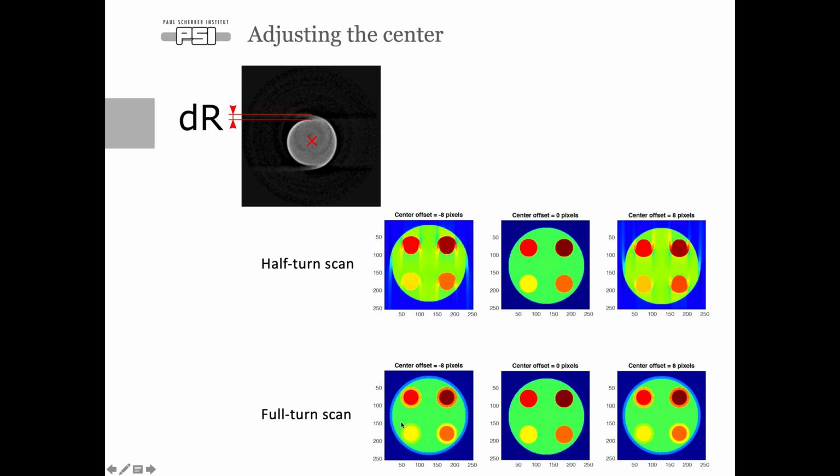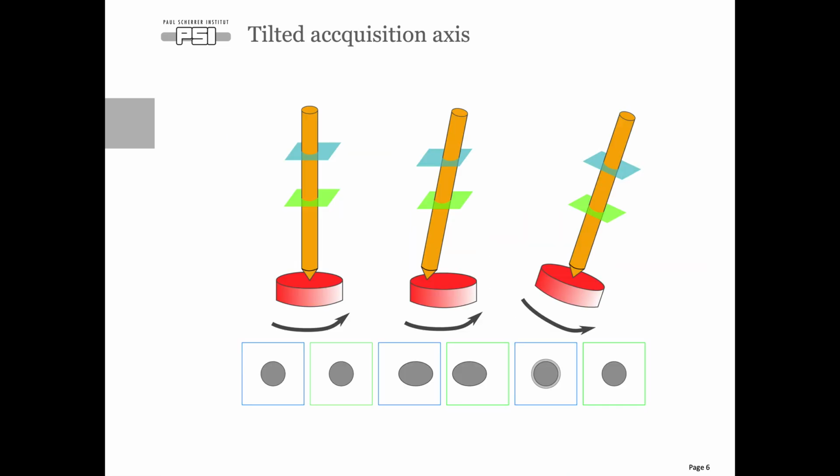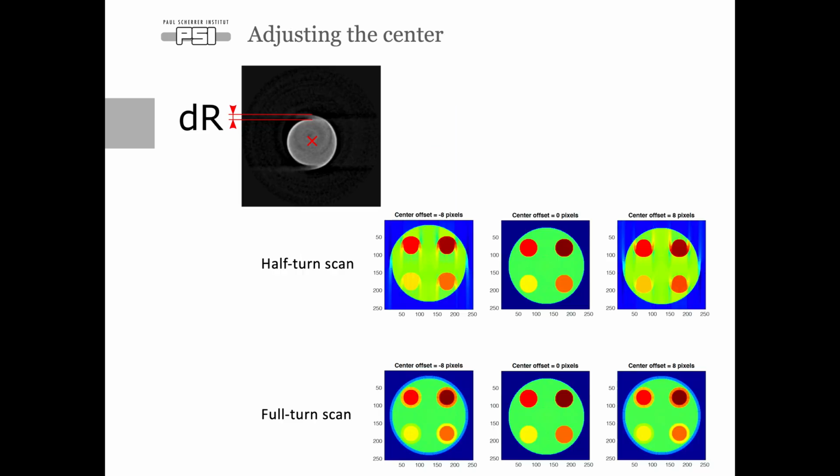If you do a full turn scan, which we do very much, at least at PSI, then you can see that there is no difference between minus and plus 8 pixels. You only have this ring around the object, and that leaves you to only guess which direction. So you have to do a little bit of adjustment minus, a little bit of adjustment plus, and see which gets better. Then you have to tune in until you find the perfect center.